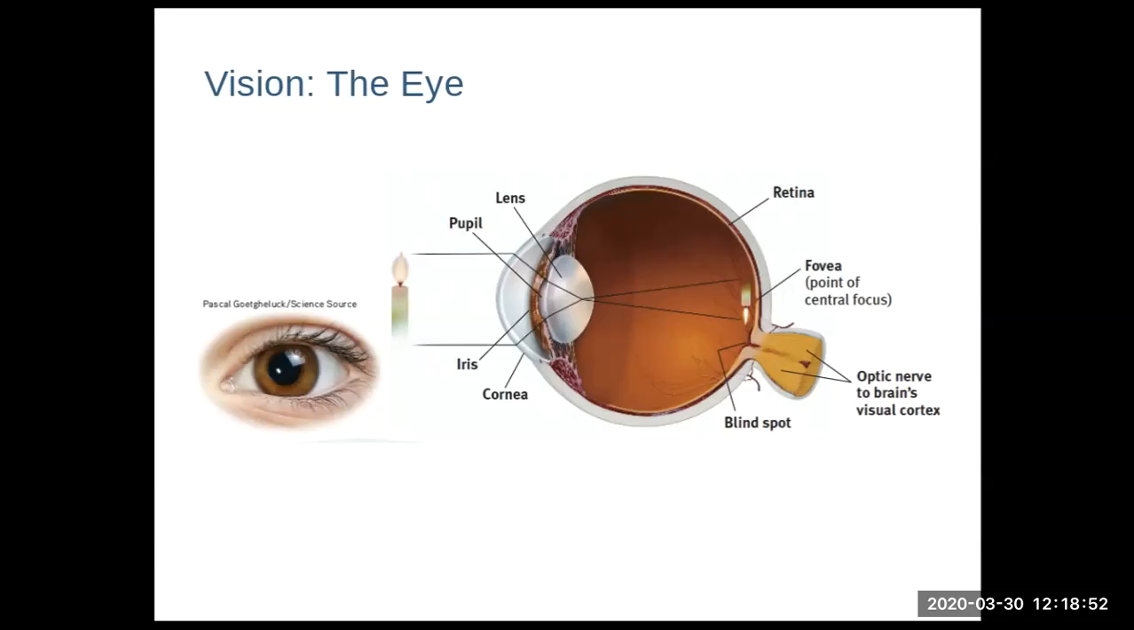So you can't project anything there because that's the point where the information is leaving the eye and heading to the brain. We call that the optic nerve, sending visual information from the eye to the brain. And where those axons meet and leave the eye is called the blind spot.